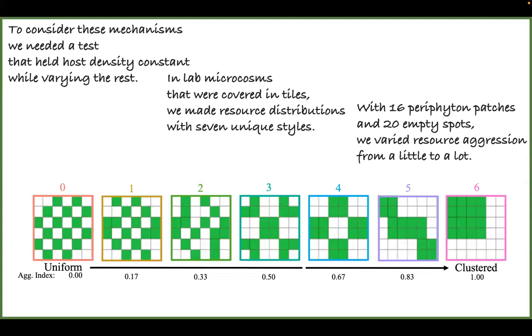In lab microcosms that were covered in tiles, we made resource distributions with 7 unique styles. With 6 periphyton patches and 20 empty spots, we varied resource aggregation from a little to a lot.